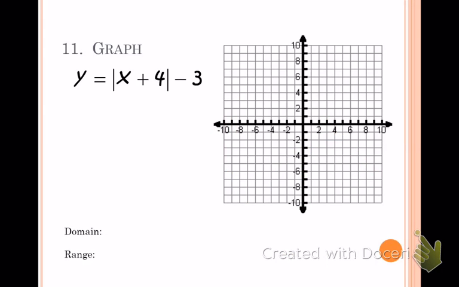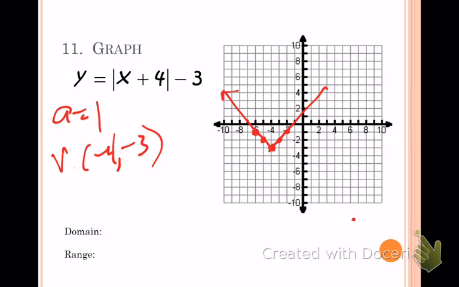One more time. A is 1. Vertex is at negative 4, comma, negative 3. So negative 4, negative 3 is here. And then we need to go up 1, right 1, up 1, right 1, and mirror that. And then we draw our V.